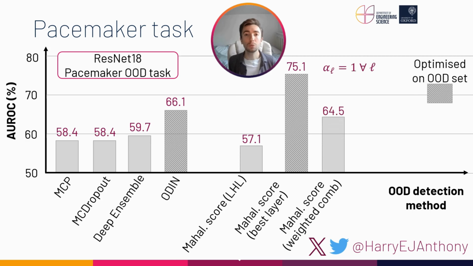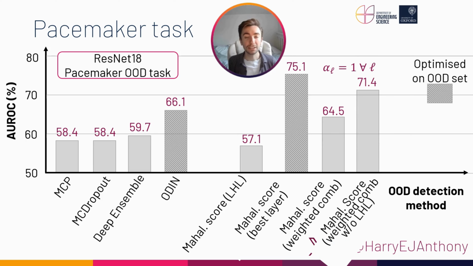However, if we look at the weighted combination, which we talked about earlier, and we're using an equal weighting here from our discussion about weighting being a bit misguided, we do get an improvement at 64.5%. And moreover, one of my contributions is to say, let's do this weighted combination, but without the last layer. We get a further improvement at 71.4%.